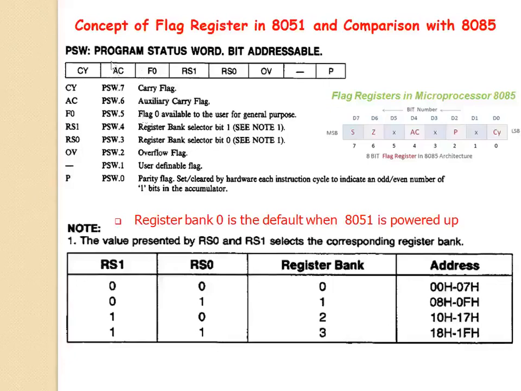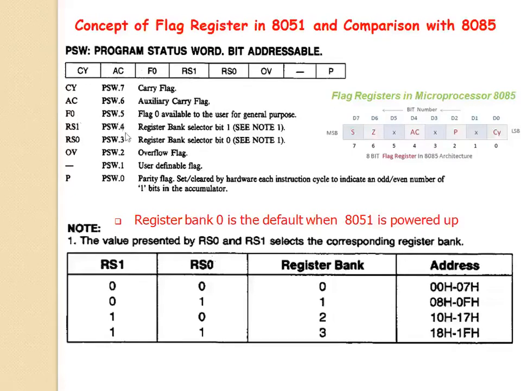One beauty of the 8051 microcontroller is that the program status word is also bit addressable. Bit addressable means the individual bit is accessible to the user. I can assign a particular 8-bit number to the program status word, or directly access a particular bit. I can set it, I can clear it. PSW.7 indicates the carry flag, PSW.6 the auxiliary carry, PSW.5 the flag 0.